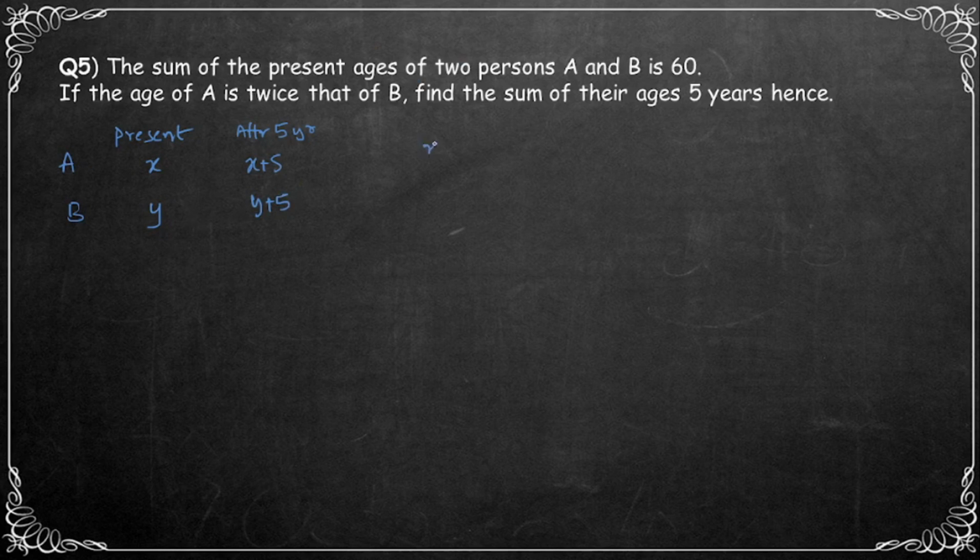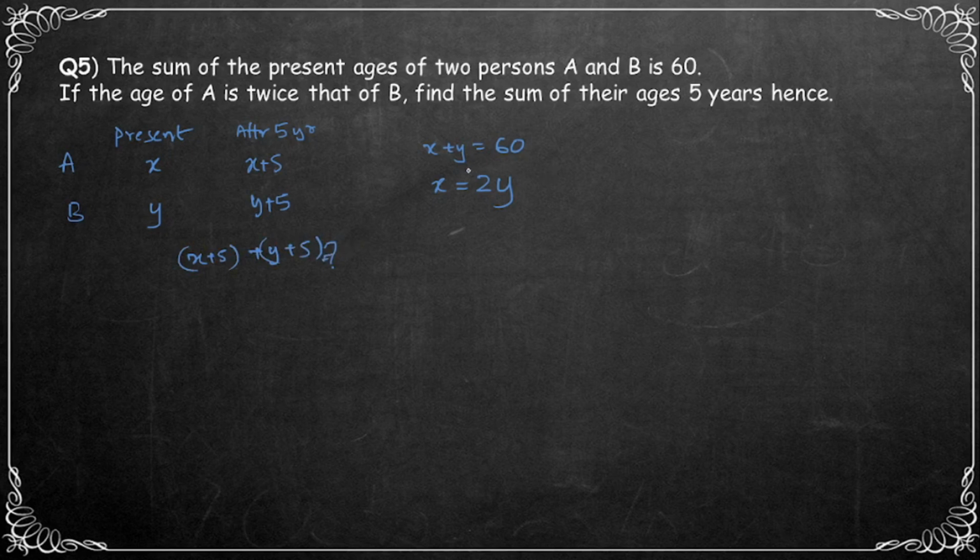Now they say that sum of present ages is 60. So that means x plus y is equal to 60. And age of A is twice that of B. So that means age of A is equal to 2 times of B. Find the sum of their ages 5 years hence. That means we need to find x plus 5 plus y plus 5.